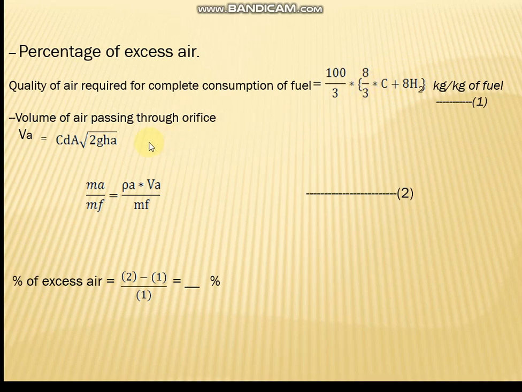Now we can find the actual volume of air required, that is the actual mass of air. This is the theoretical mass of air, the air flow ratio, that is m dot a upon m dot f. This is the theoretical air flow ratio required for complete combustion of the fuel.